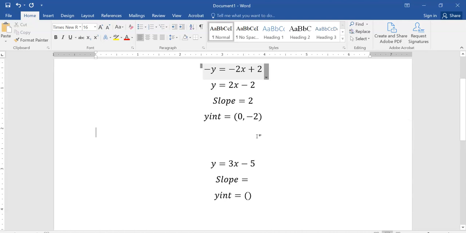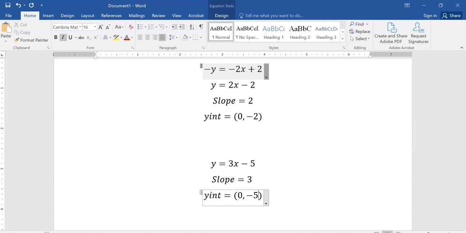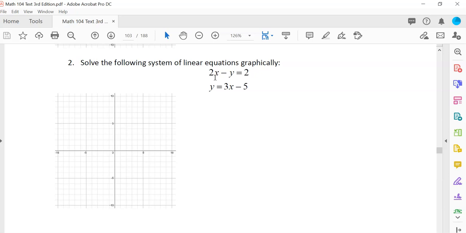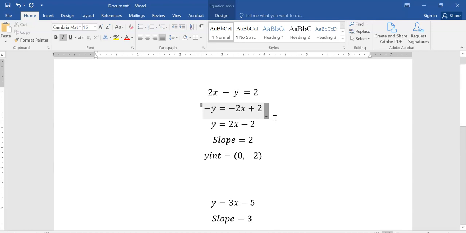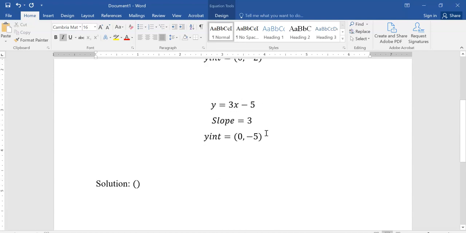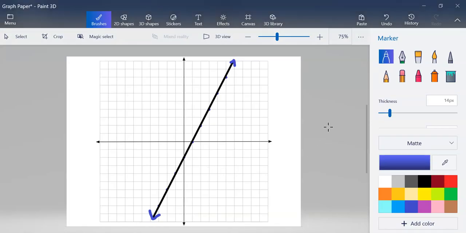Now the second line, y equals 3x minus 5, is already in slope-intercept form. We see that that has a slope of 3 and that the y-intercept is 0, comma, negative 5. So again, 2x minus y equals 2, y equals 3x minus 5. All right, so slope is 3, y-intercept is 0, negative 5. Let's go ahead and graph that. 0, negative 5 is down here.